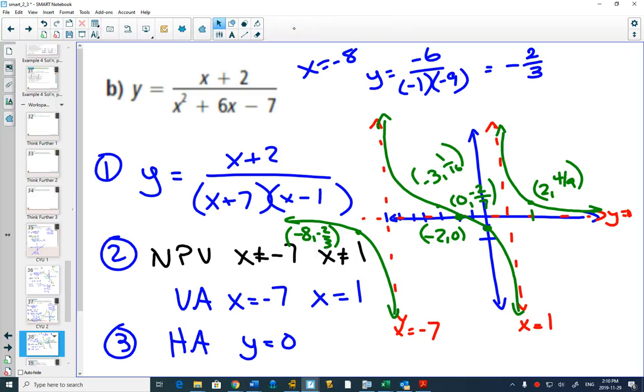Okay, so now I'm going to say that you've seen all the characteristics. You can work on questions 5, 6, and 7, and I would like you to graph them as you go.